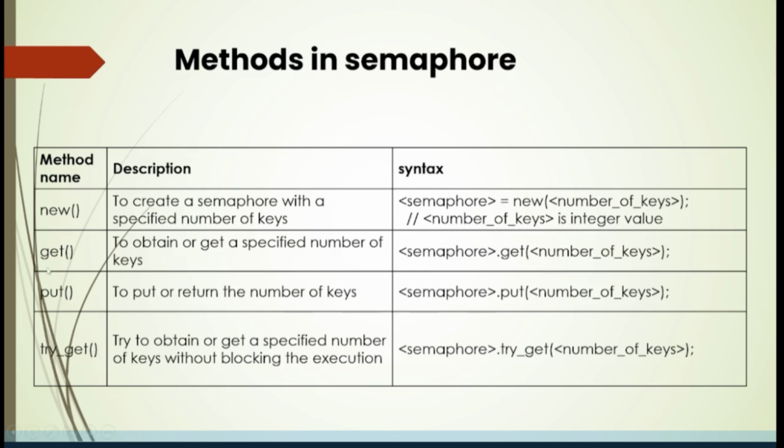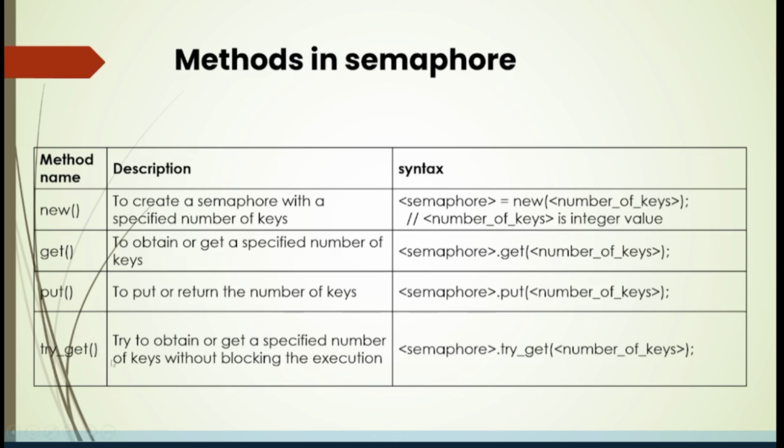Clear? Now get. Since there are keys, get means when you want to have the keys, you will be getting those keys. Among these four keys, if you need only two keys, then you will get only two keys. Right? Clear? So put. After getting the keys, you again need to give the keys back to that particular person. So from where you are getting, you need to put it back, right?